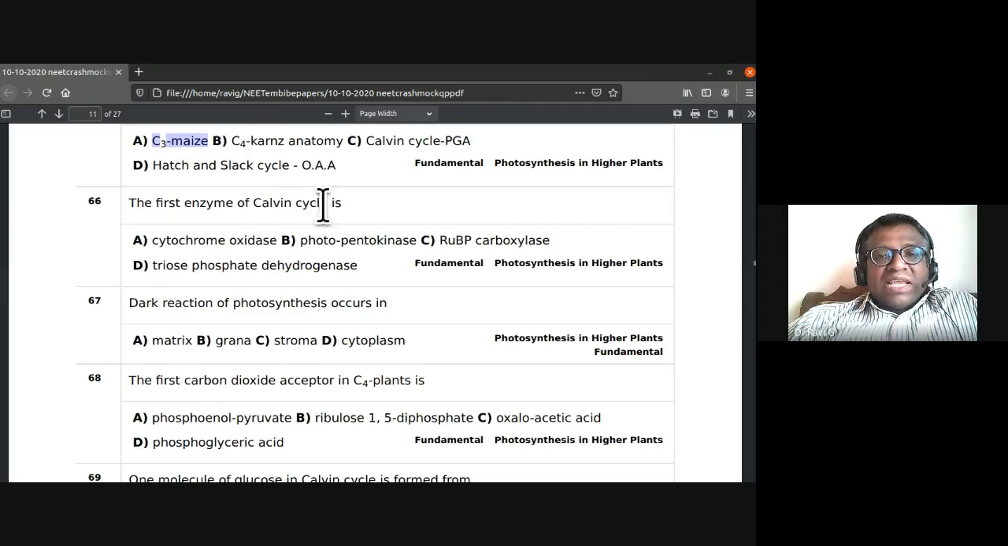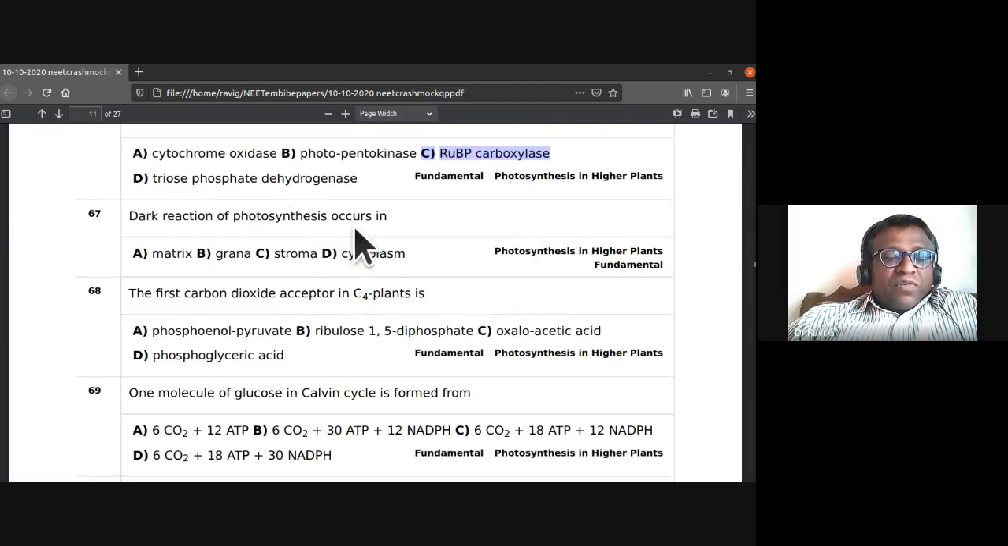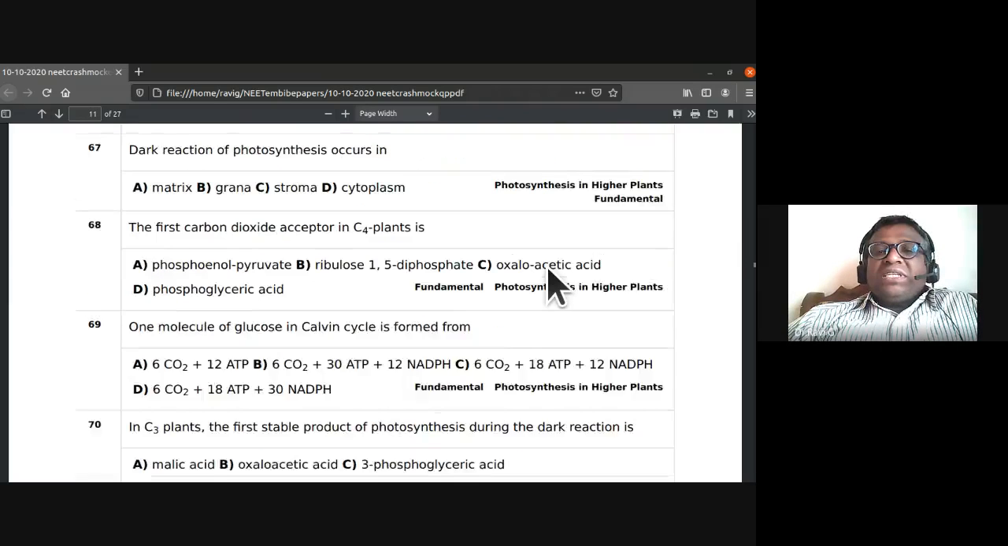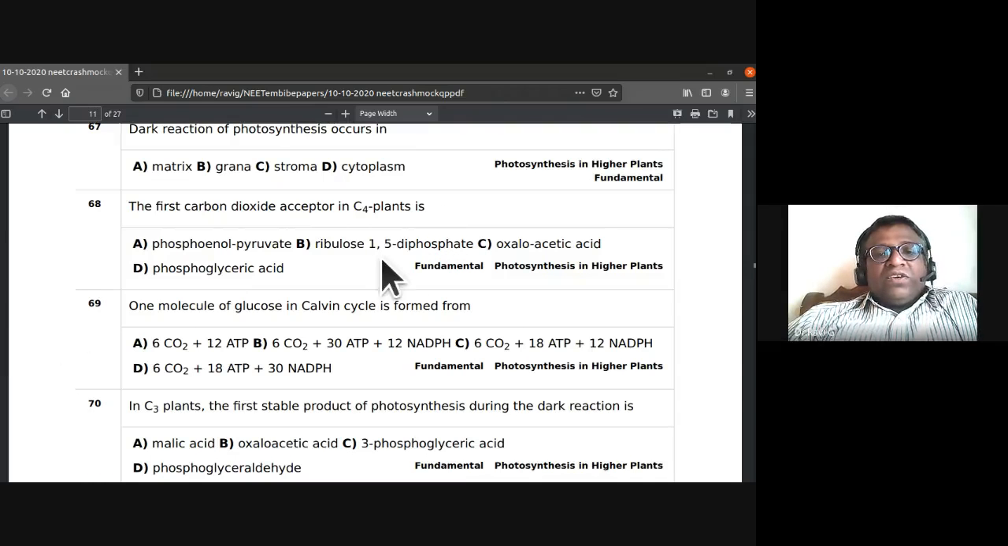The first enzyme of Calvin cycle is cytochrome oxidase, phosphopentokinase, RuBP carboxylase, or triose phosphate dehydrogenase? RuBP carboxylase, that is Rubisco enzyme. Dark reaction of photosynthesis occurs in matrix, grana, stroma or cytoplasm? It occurs in stroma. The first carbon dioxide acceptor in C4 plant is phosphoenol pyruvate, ribulose 1,5 diphosphate, oxaloacetic acid or phosphoglyceric acid. It is PEP, phosphoenol pyruvate.